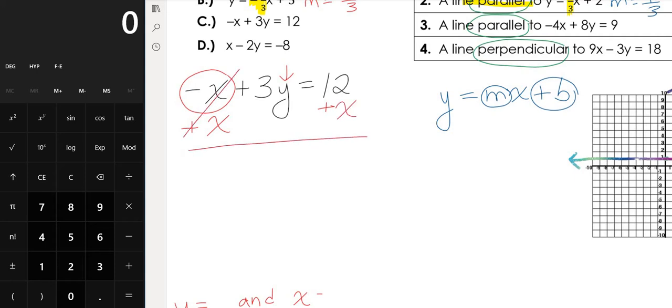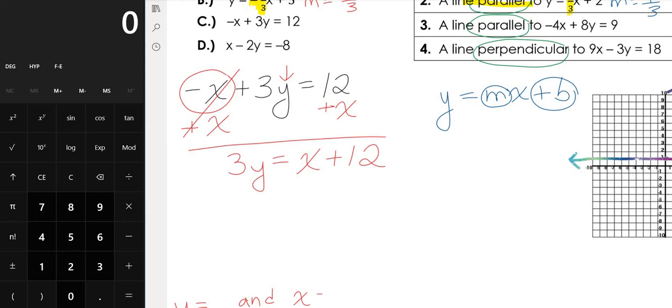This cancels. Now bring down the 3y equals. On the right-hand side, we have a positive x and a 12. You can't add those together. They're not like terms. So we're just going to put x plus 12. Now, we're closer to getting y by itself, but we're not done.